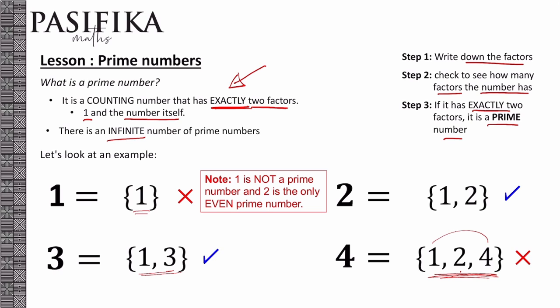Now, something to keep in mind, 1 is not a prime number and 2 is the only even prime number that we will come across.